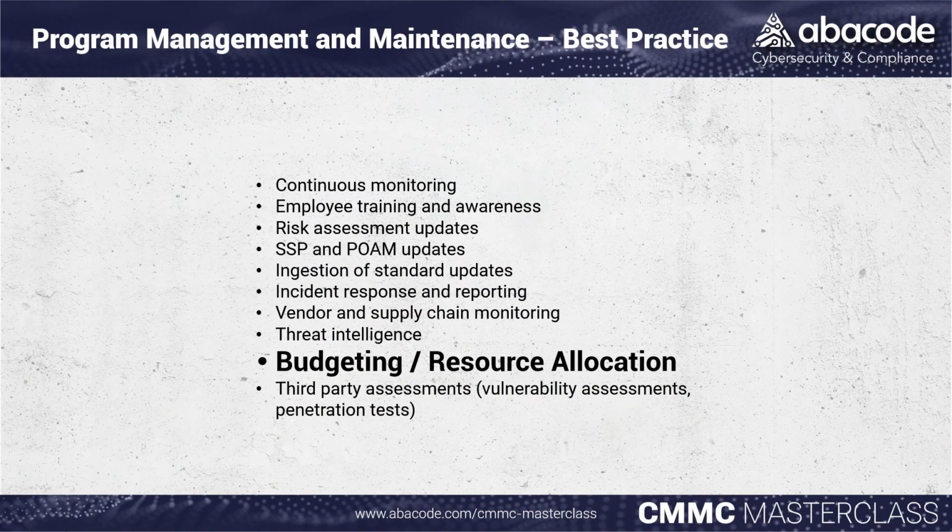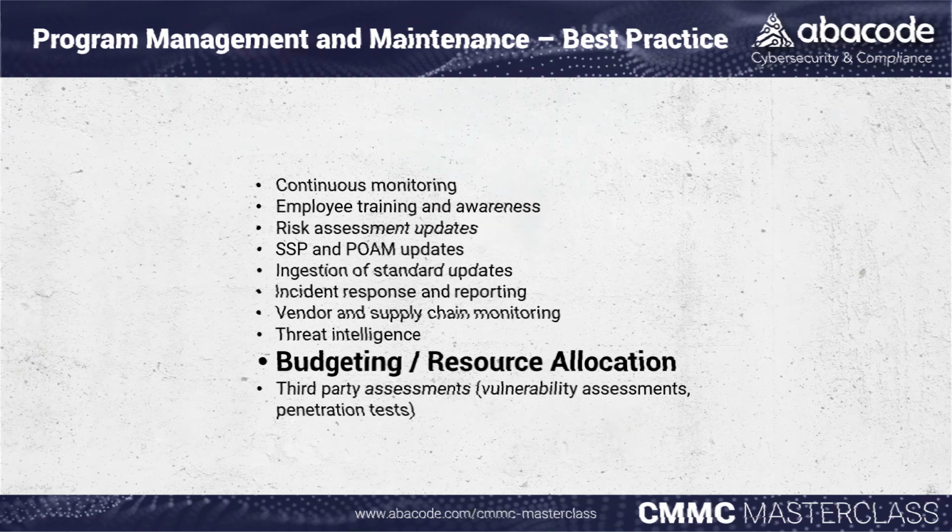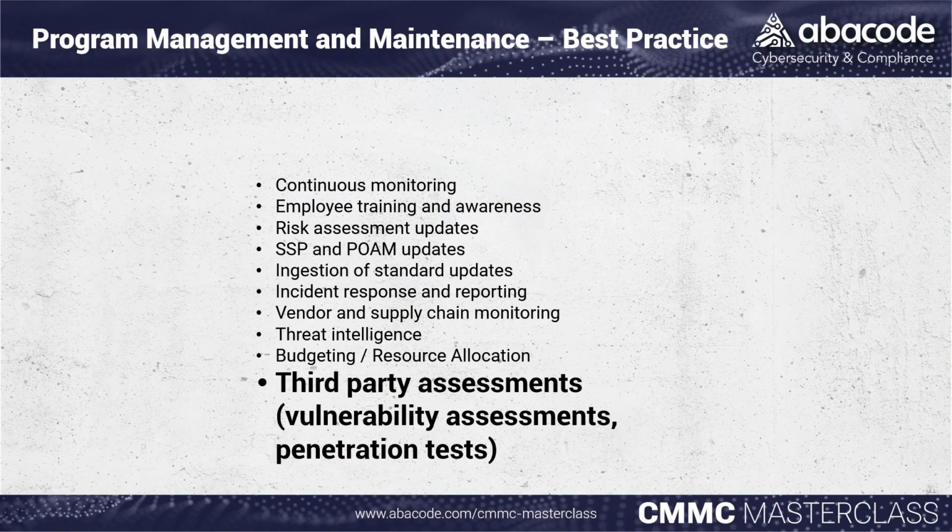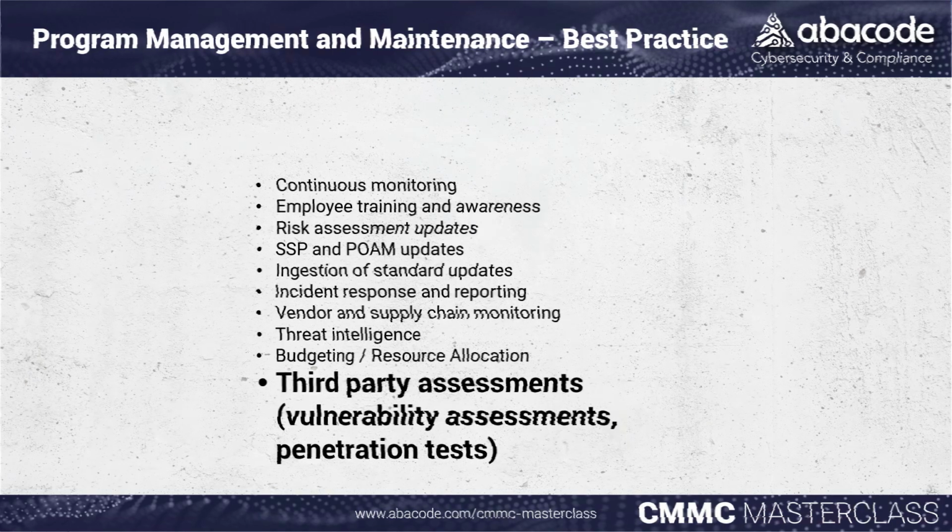Continuous monitoring and improvement also includes budgeting and resource allocation. Ensure that your organization allocates enough financial and human resources to maintain an effective CMMC program. This includes budget planning for technology upgrades, training, and continuous monitoring solutions. Finally, continuous monitoring and improvement also includes preparing for third-party assessments. For CMMC Level 2 and above, an assessment is required by a third-party organization every 3 years.